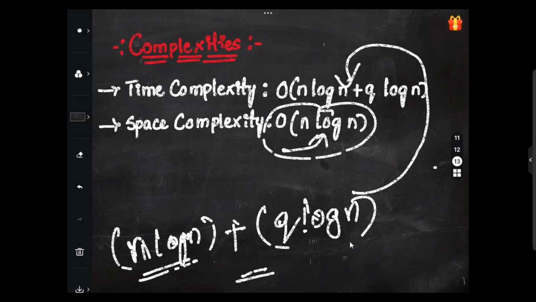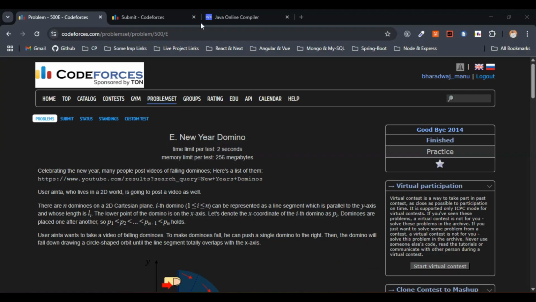So the time complexity and the space complexity for the code that we'll be writing would be big O of n log n plus q log n and big O of n log n respectively, right? So now we are done with the complexities and the approach part, and we are good to write the code. Let's start writing the code.